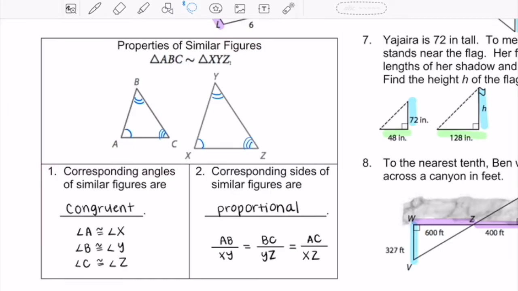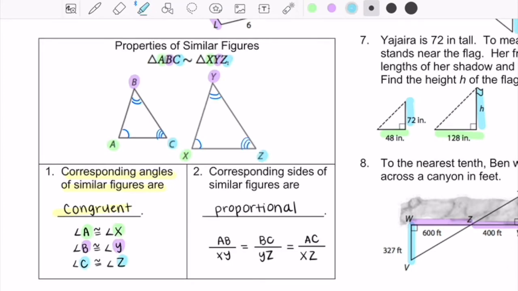All right, when we say that two shapes are similar, there are two properties about them that are true. So the corresponding angles of similar figures are congruent. That's one thing. So in this picture, angle A is the same thing as angle X. Angle B is congruent to angle Y, and angle C is congruent to angle Z.